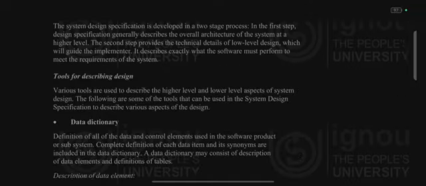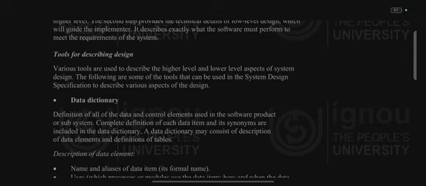Tools for describing design. Various tools are used to describe the higher level and lower level aspects of system design. The following are some of the tools that can be used in the system design specification to describe various aspects of the design. Number 1, data dictionary. Definition of all of the data and control elements used in the software product or subsystem. Complete definition of each data item and its synonyms are included in the data dictionary.